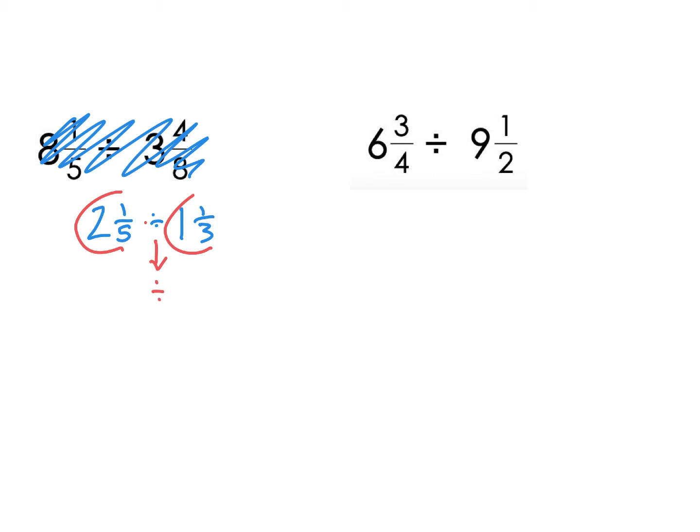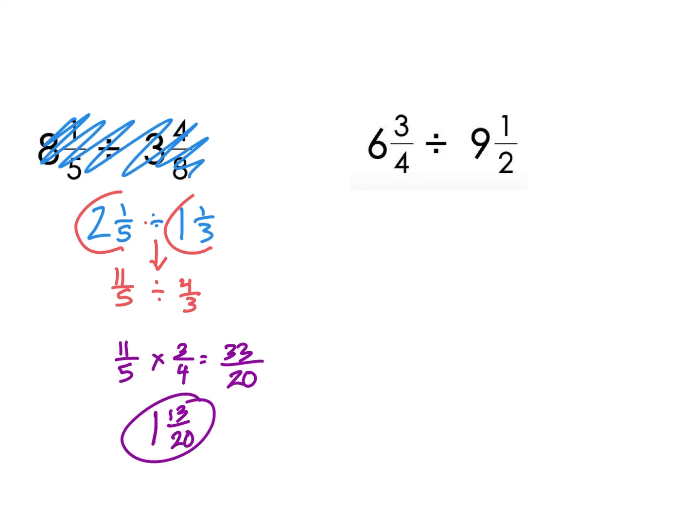So first, I've got 11 fifths divided by 4/3. And then I'm going to say dividing fractions is easy as pie. Just flip the second and multiply. Top times top, bot times bot. Simplify, so I want to take this 20 and say it goes into 33 once with 13 left over. Done. Make them mad again.